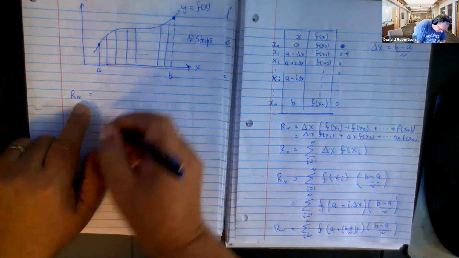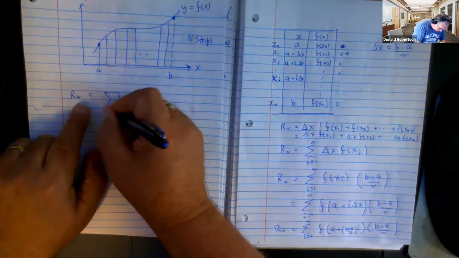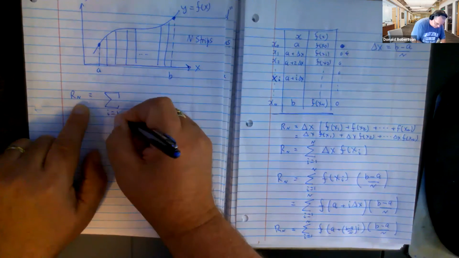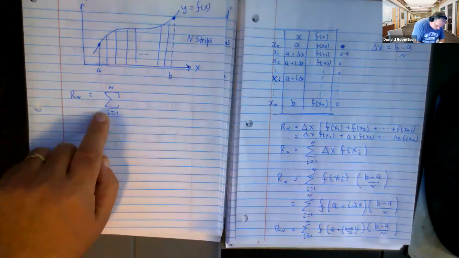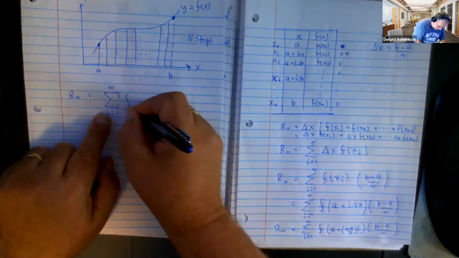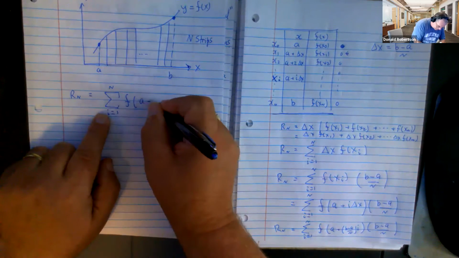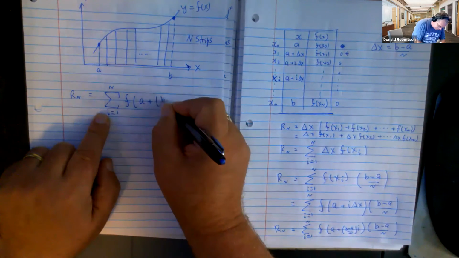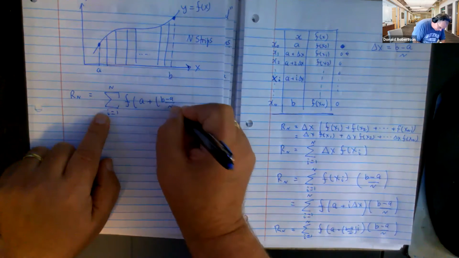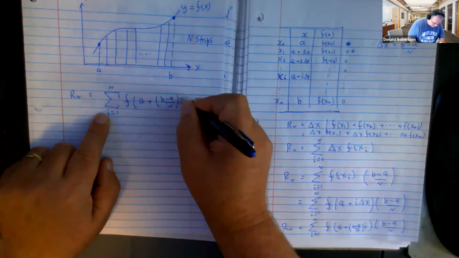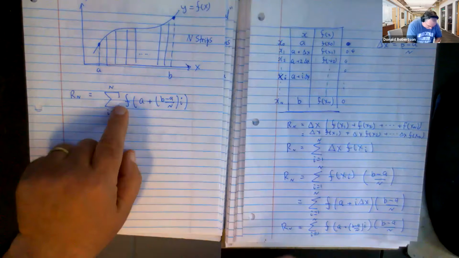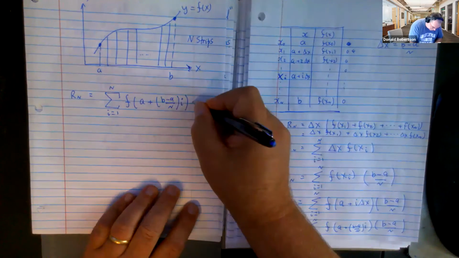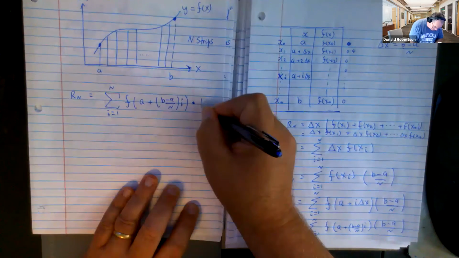We've just discovered, it took a while to get there, that the Rn value, written as a Riemann sum, ends up being this fella: the value of the function at this point times delta x, which is that guy.